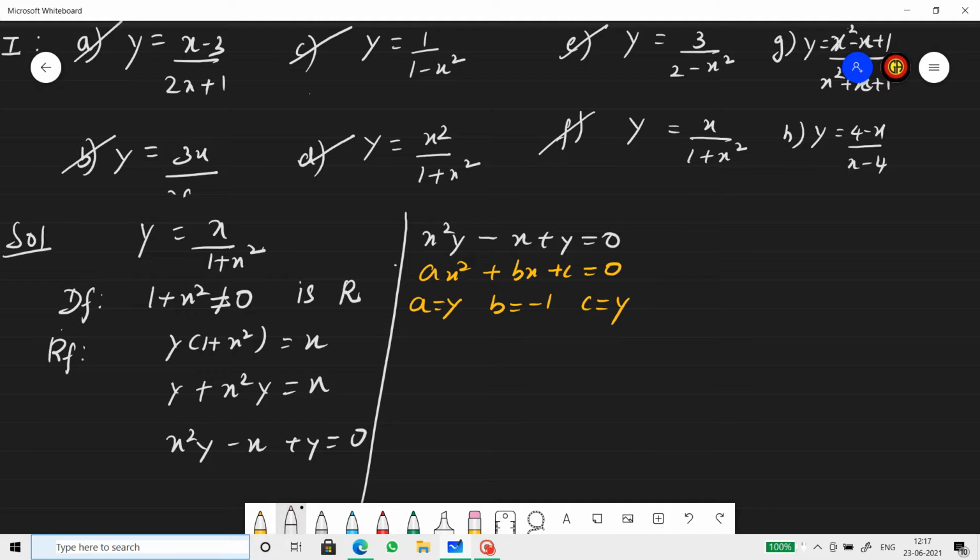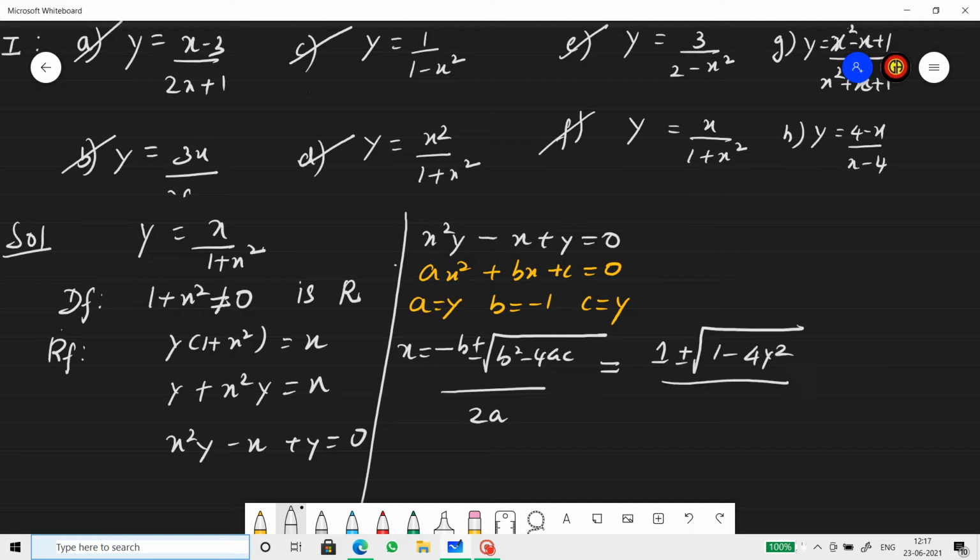What is the quadratic formula? x equals minus b plus or minus root over b square minus 4ac, upon 2a. Right? So apply these a, b, c values in the formula. You will find that it is 1 plus or minus root over 1 minus 4y square, by 2y. Now this is how we express x in terms of y here.